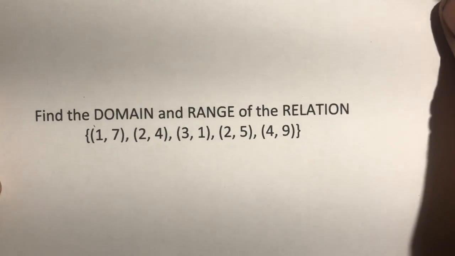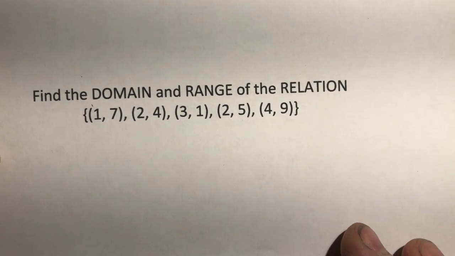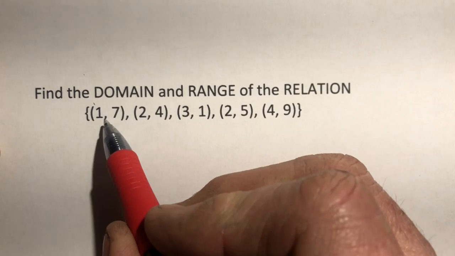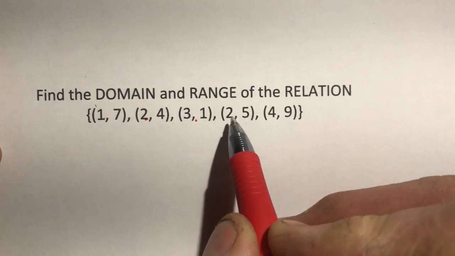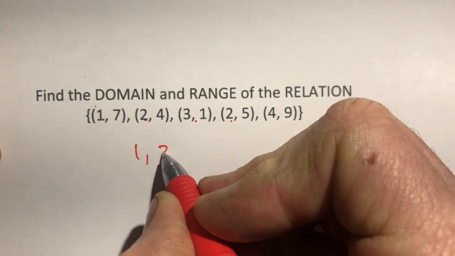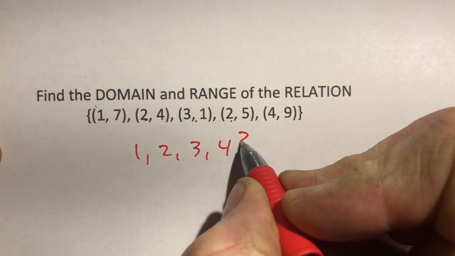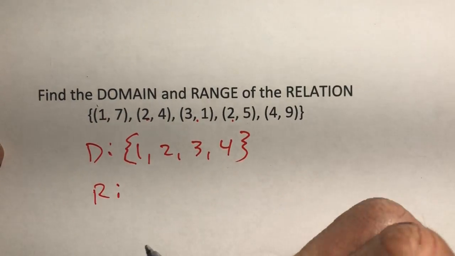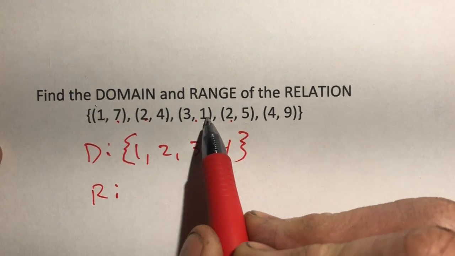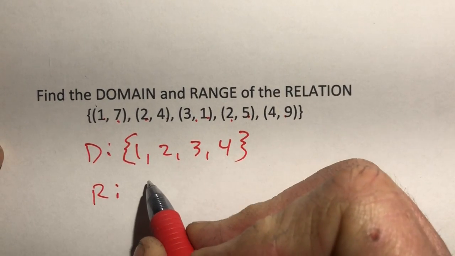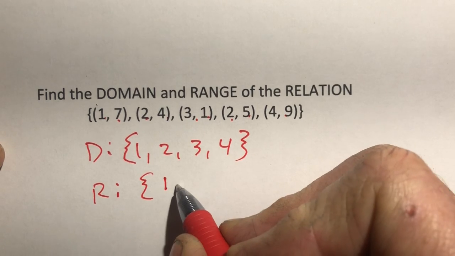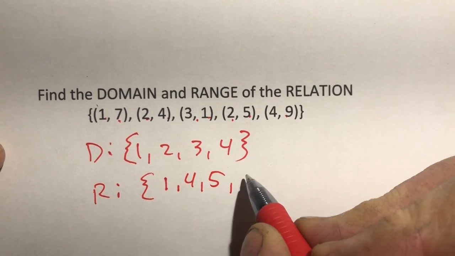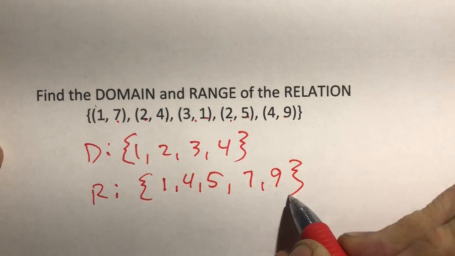Okay. Now here, find the domain and range on this one. So 1, 2, 3, 2, 1, 2, 3, and 4. That's my domain. My range, let's see, 7, 4, 1, 5, 9. So it looks like 1, 4, 5, 7, and 9. There's my range.